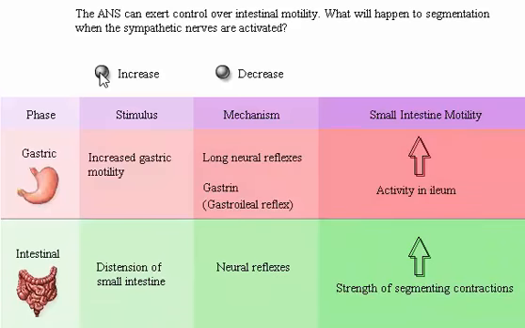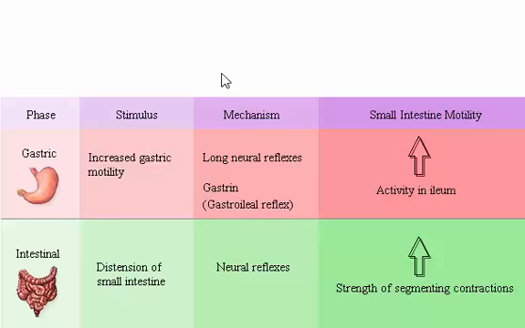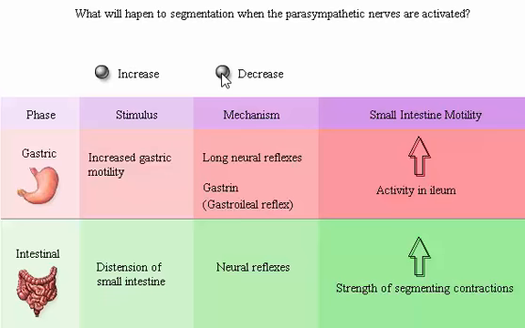The autonomic nervous system can exert control over intestinal motility. What will happen to segmentation when the sympathetic nerves are activated? What will happen to segmentation when the parasympathetic nerves are activated?